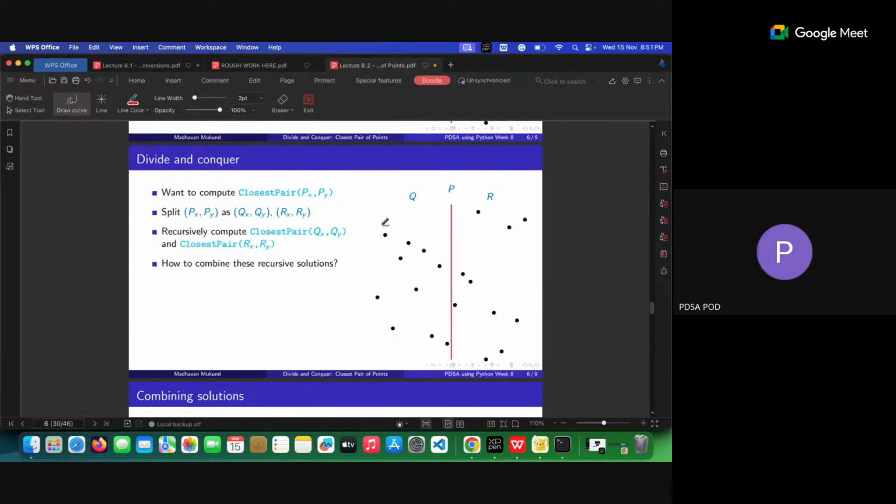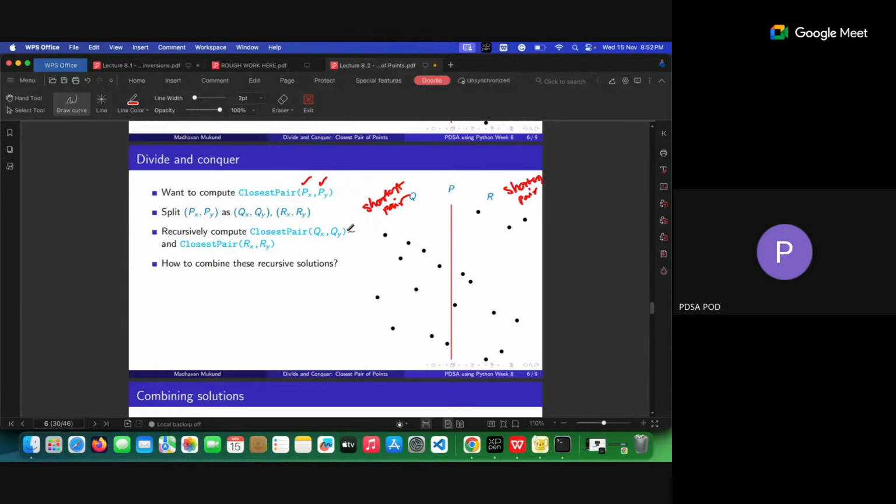So see, the closest pair in two dimensions. We take Px and Py, two different lists: the list of all x coordinates and the list of all y coordinates. We split them, so Qx and Qy is one split, Rx and Ry is the other split. Now we recursively find the shortest pair here, and in this one also.